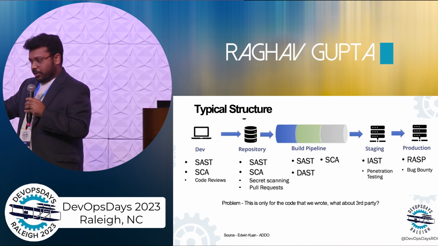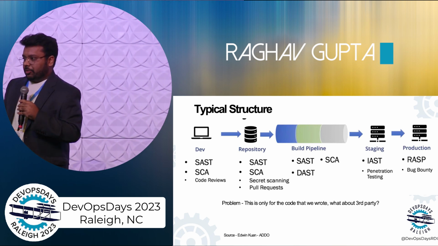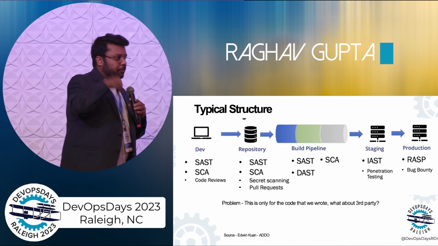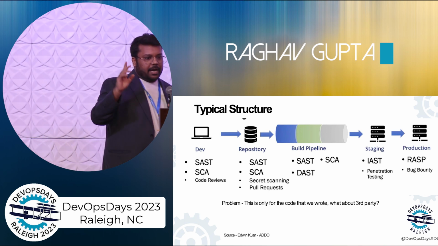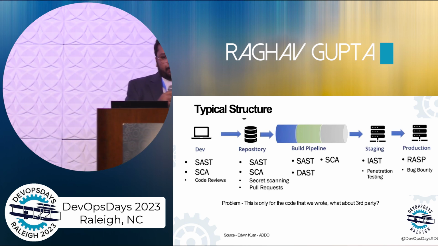Now, I won't go much into detail, but this is a typical app structure. You have code reviews, pull requests, pen testing, bug bounty, but all of this is for the code that we wrote. What about the third-party applications that we are using? What do we do about that?